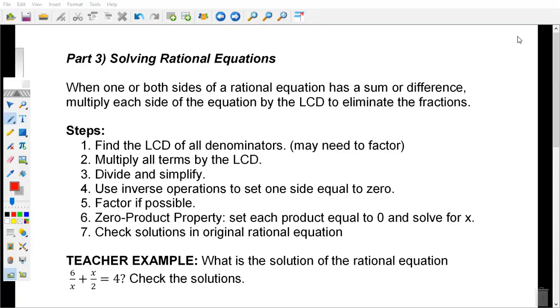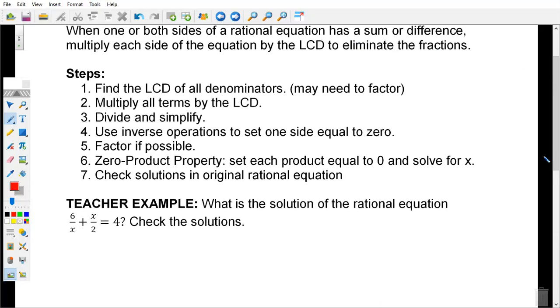All right, here's 3.5e, part 3, solving rational equations. When one or both sides of a rational equation have a sum or a difference, you're going to make sure you multiply each side of the equation by the LCD to eliminate the fractions. The goal is to basically not have to work with fractions, but to turn it into a linear or quadratic or something that you're familiar solving.